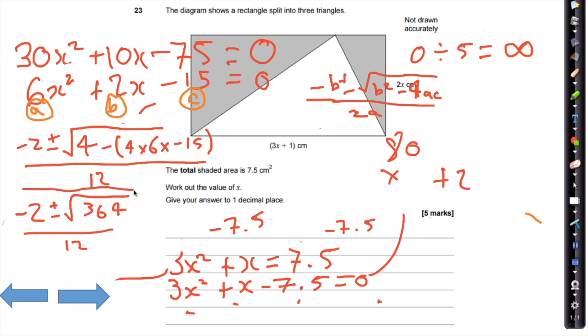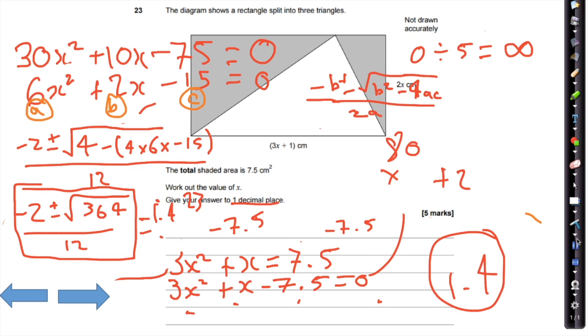And yes, you could have just typed that into your calculator, but I've simplified it here. And you'll find that your answer will be equals. So if you do it first of all with a plus square root of 364 and then with a negative square root of 364, you get two answers. And like I said before, the only answer which makes sense is the answer with a positive value of x, because we're talking about length here. So that's going to give us 1.423, to one decimal place, 1.4. Okay, so x is 1.4 to one decimal place.